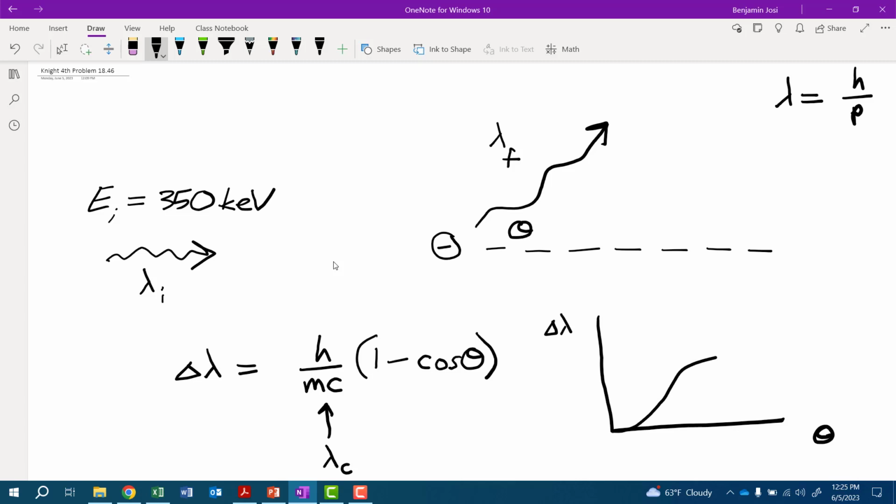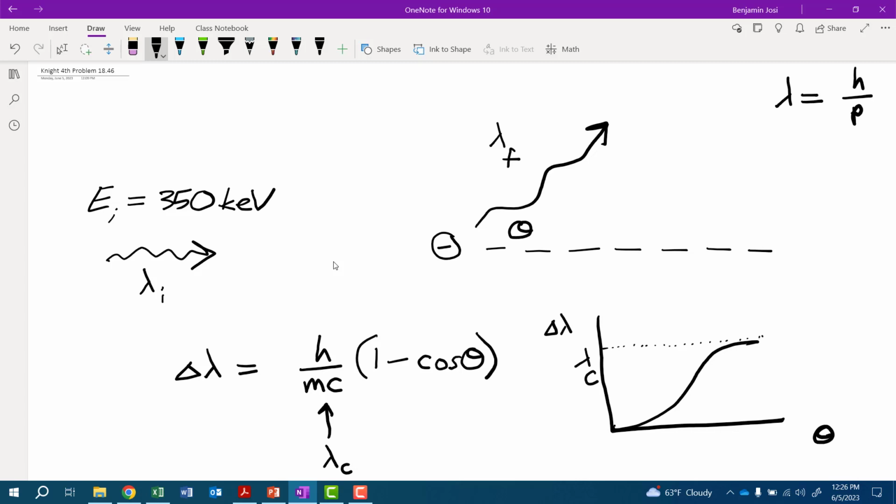Something, you know what, can I do a Control Z? Yeah, I think I can do a better job with that. There we go. That's what 1 minus cosine looks like. And check it out. This would be the value of 1, but we've scaled it by the Compton wavelength.